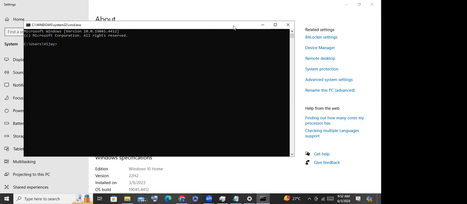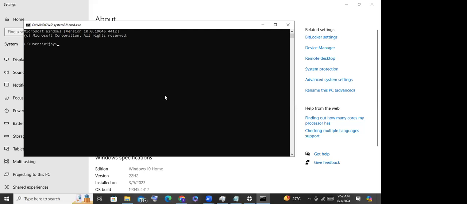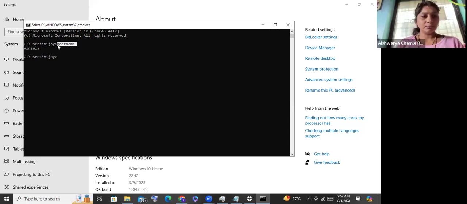Instead of doing it manually, instead of going into the properties and finding this particular device name, I can directly go into the command prompt and give the command hostname. And it would give me the same answer. All right. Is that clear, guys? Yes. So this is the host name.